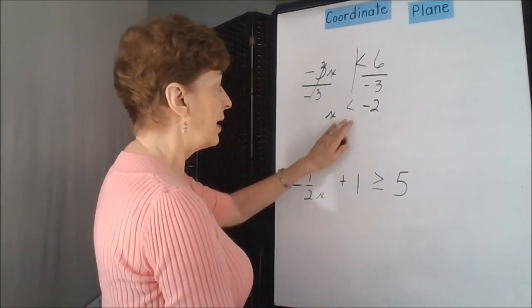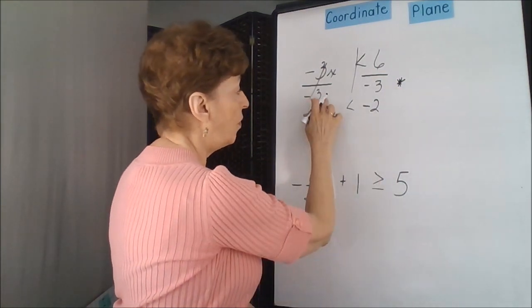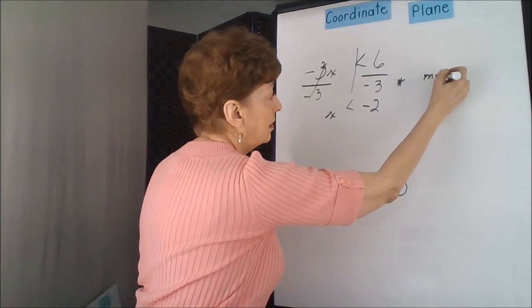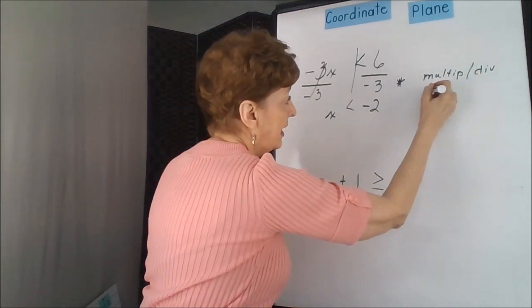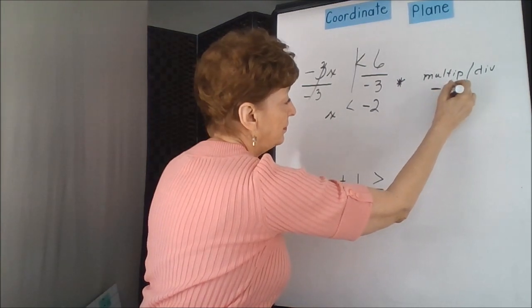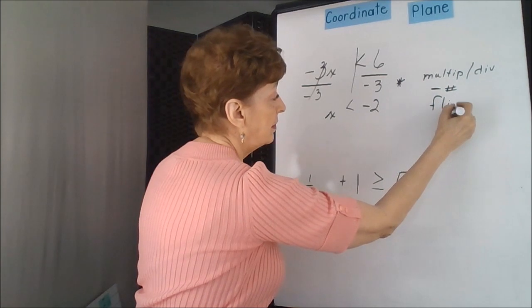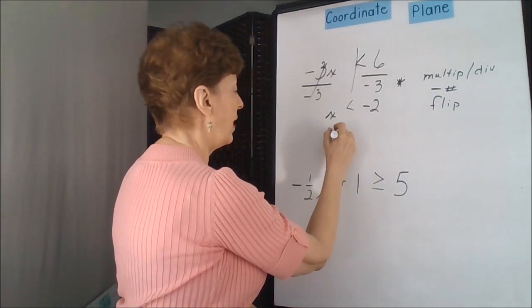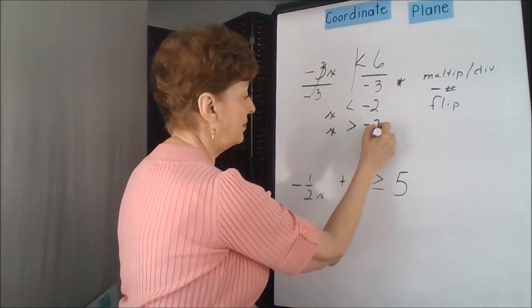All right, now whenever we do this step, multiply or divide, when you multiply or divide by a negative number, you have to flip the sign. So x is actually greater than -2.